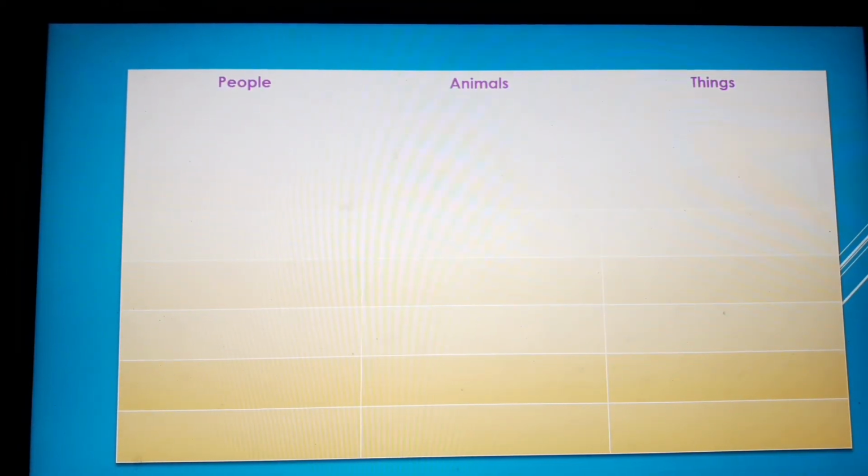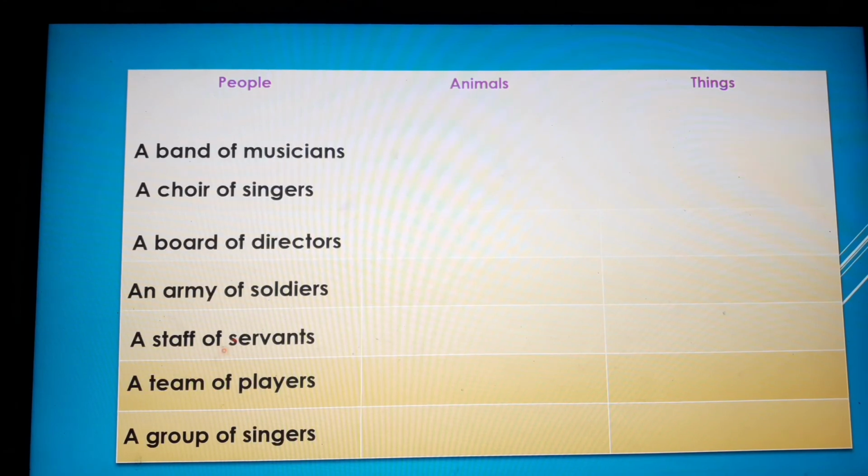Okay, here we are going to learn some more collective nouns of people, animals and things. Okay, let's see the first one. Here you can see the collective nouns of people. So here you can see a lot of collective nouns given. A band of musicians. So for musicians we say a band of musicians. Next one, a choir of singers, choir, a choir of singers.